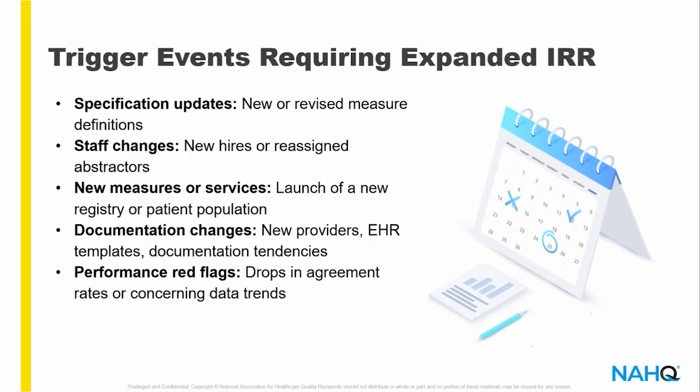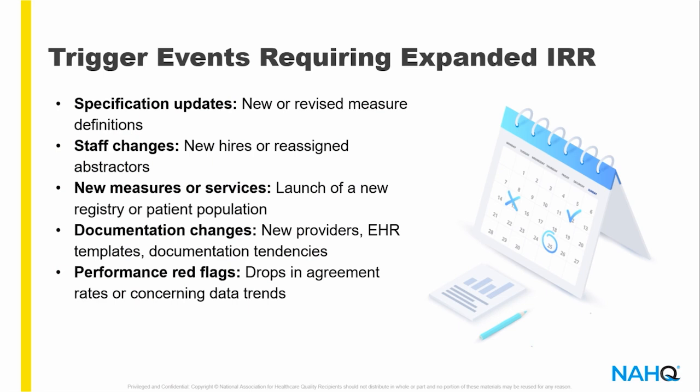Staff changes also warrant closer reviews, including new hires or abstraction role shifts, like when someone is newly cross-trained. One effective strategy in this scenario is to assign the new abstractor an initial set of 5 cases, and then have a second reviewer perform IRR on all 5. If agreement meets or exceeds your established thresholds, great news. You can clear the abstractor to assume the full assignment and move them into routine IRR cycles with confidence. New measures or populations also deserve more oversight. When your hospital launches a new registry or program, you'll want to plan for heavier IRR until reliability stabilizes.